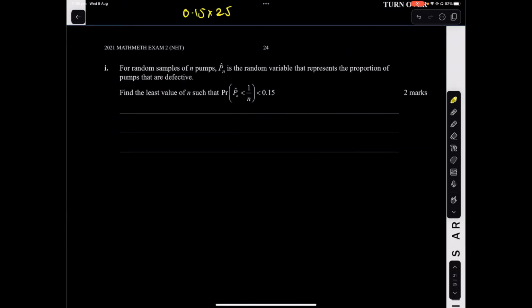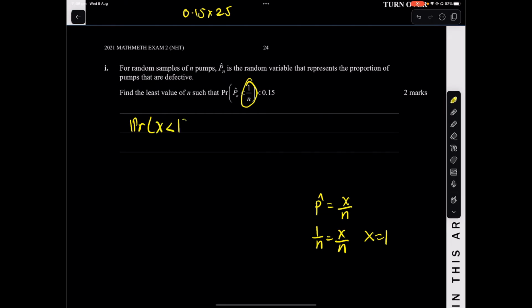Let's go to the next question. For a random sample of n pumps, where we don't know n, p hat is a random variable that represents the proportion of pumps that are defective. Find the least value of n such that this holds. Well, we know that p hat is x over n, and our p hat over here is 1 over n. So x over n equals 1 over n, so x must equal 1. So this can be written as the probability that x is less than 1 is less than 0.15.